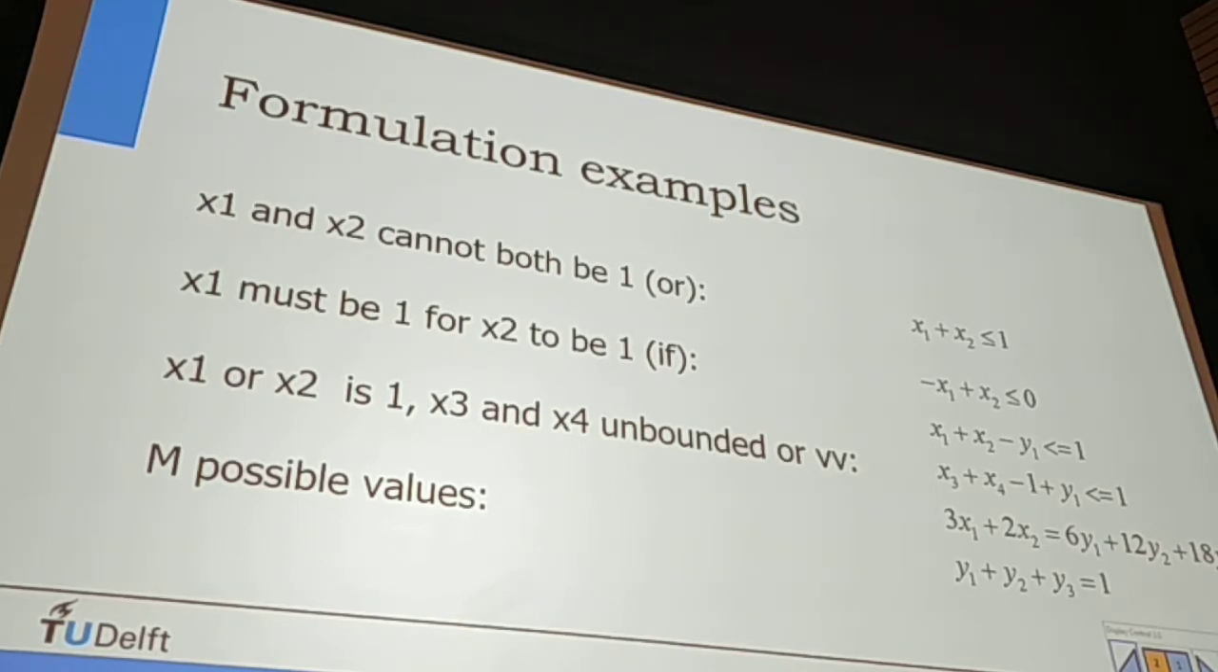The second one is actually an if constraint, and that basically says x2 can only be 1 if x1 is 1. So if x2 is 1, then 1 has to be lower or equal to 0, so that's not possible. So for x2 to be active, to be 1, this means that x2 has to always be smaller than or equal to x1. So again, we can force certain solutions. Then x1 or x2 is 1 in this case.